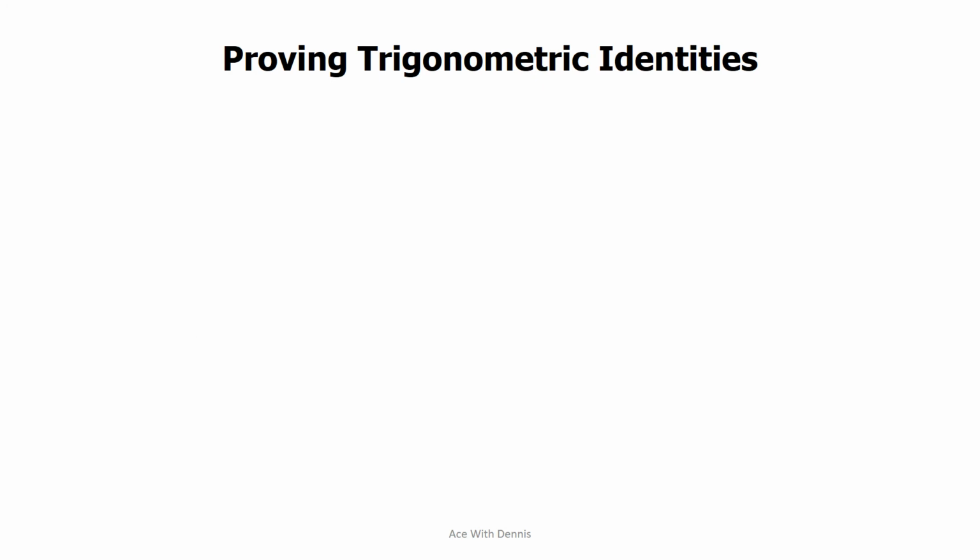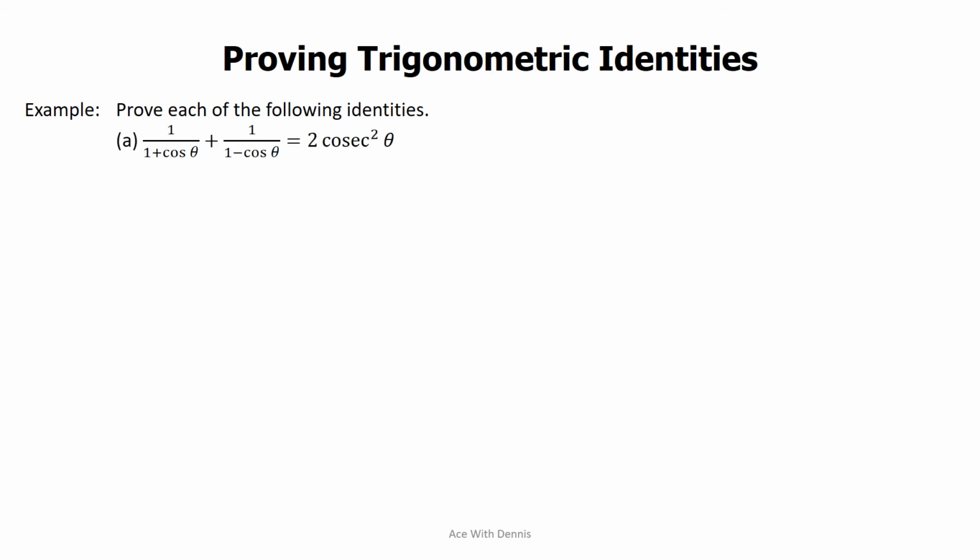Now, let's see another type of question which is very popular and comes up in the O Level exam almost every year. The question is proving trigonometric identities. Okay, here is the example. Prove each of the following identities. A, 1 over (1 + cosine theta) plus 1 over (1 − cosine theta) equals 2 cosecant square theta. B, secant to the power 4 theta − secant square theta equals tangent square theta plus tangent to the power 4 theta.